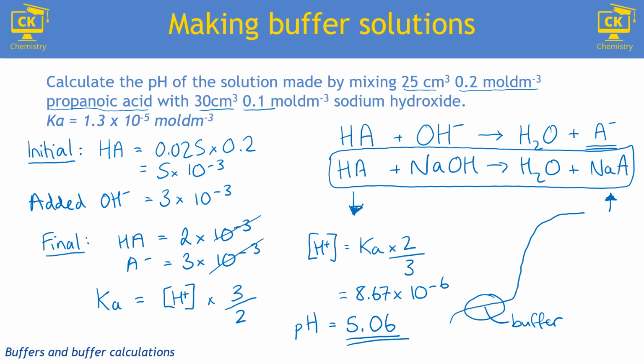5.06. So those are my 3 different ways of making buffer solutions. Mixing 2 solutions, adding a solid to a weak acid, or in this case, adding an alkali to a weak acid and neutralizing or creating salt out of some of the acid. So what we haven't done anywhere in this video yet is actually looked at what happens when I add an acid or a base to my buffer solution and how it resists changes in pH and how we calculate the new pH when a small amount of acid or alkali is added once I've made this buffer solution.